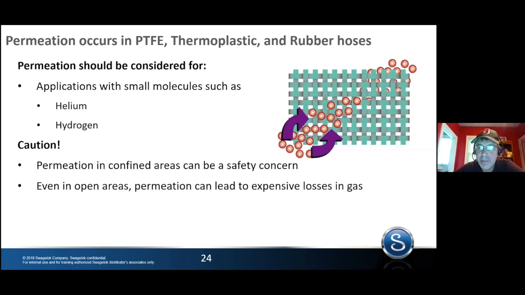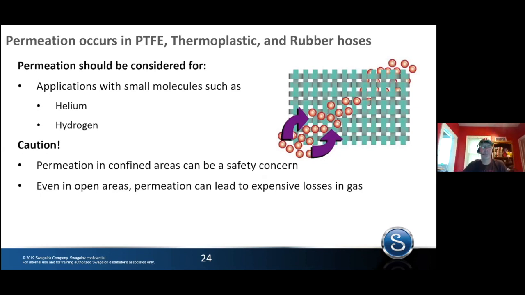This can be a safety concern, and this can also be a financial concern. Whatever's flowing through the hose may be an expensive gas, and so gas permeating out of the hose can be expensive. And maybe more importantly, if the gas permeating out of the hose is in a confined area that's not ventilated, it can become explosive if the gas is explosive, or it can become an asphyxiation issue where there's not enough oxygen left in the room.